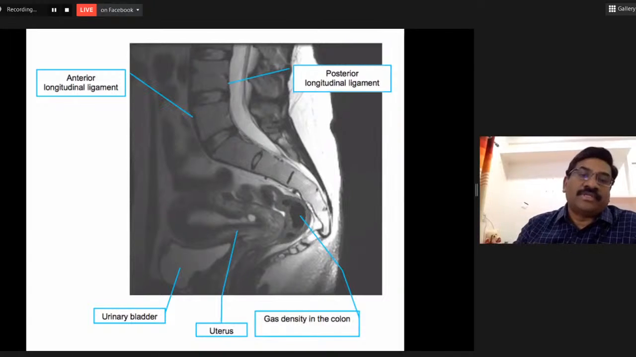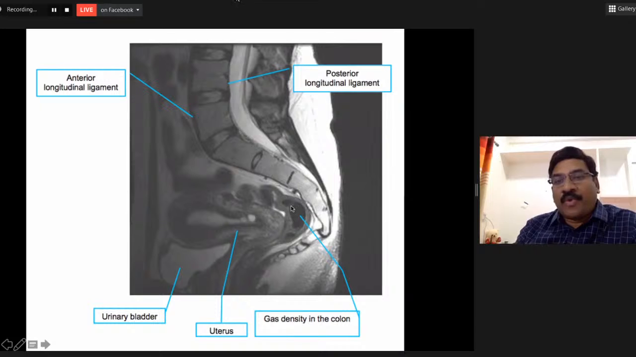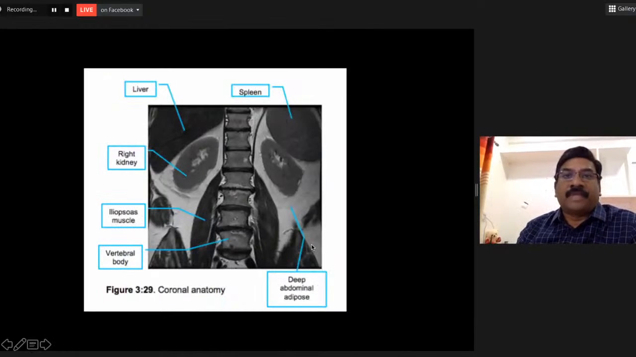The few structures which are anterior to the spine may also be interesting, because a curious examiner may ask you what this structure seen in front is. So this is the uterus seen in front of the spine, and in front of the uterus you see the fluid-filled structure, hyperintense on T2, which is the urinary bladder. The gas-filled, hypointense structure seen behind the uterus is the rectum and colon. You can also see the anterior longitudinal ligament, posterior longitudinal ligament, facets and ligamentum flavum, a few structures which are important on the axial spine.